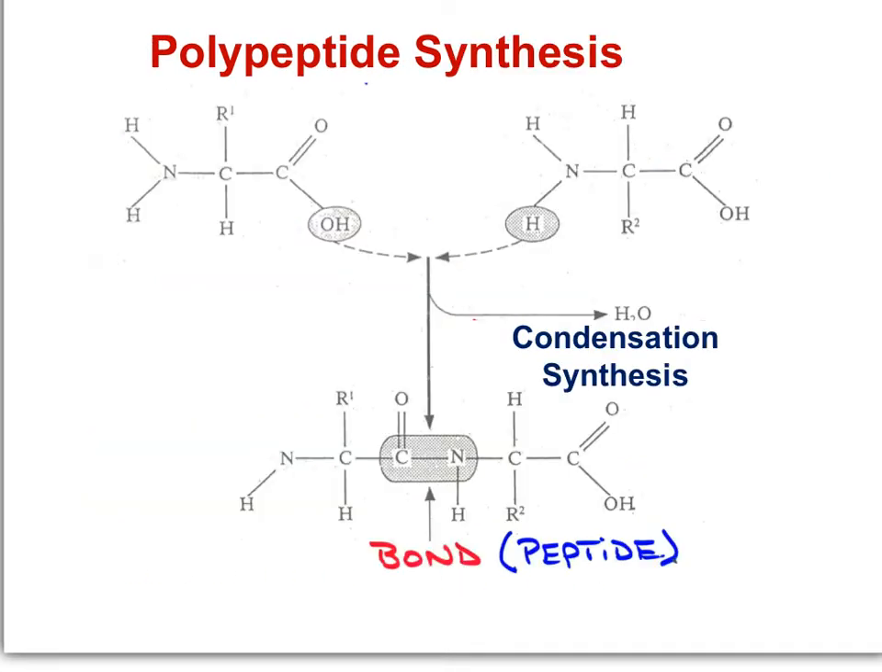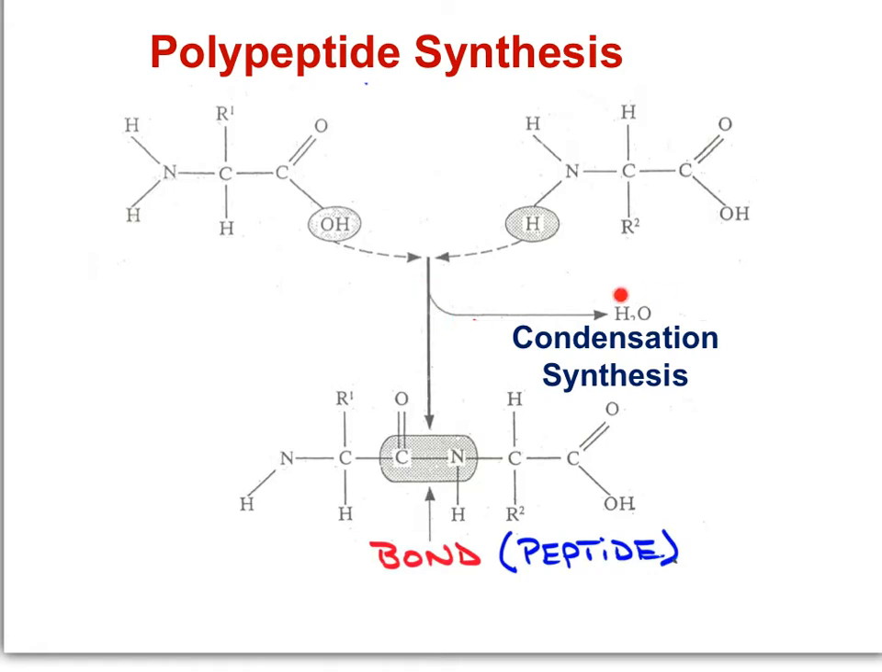Here's another image of the formation of a peptide bond with amino acid 1 and amino acid 2 coming together to form a bond here. Notice that this is a process by which condensation synthesis forms the polymer known as a polypeptide. Notice the R group on each amino acid. Notice the placement of the bond between the carbon of the carboxyl group on the first amino acid and the nitrogen of the amino group on the second amino acid.